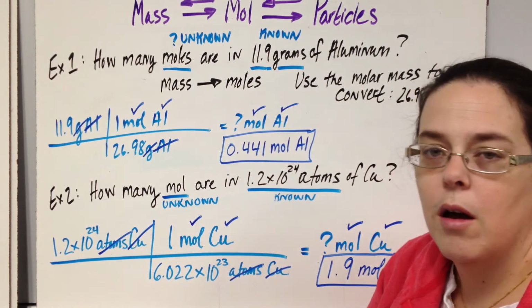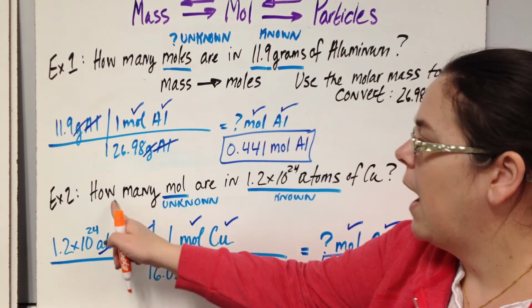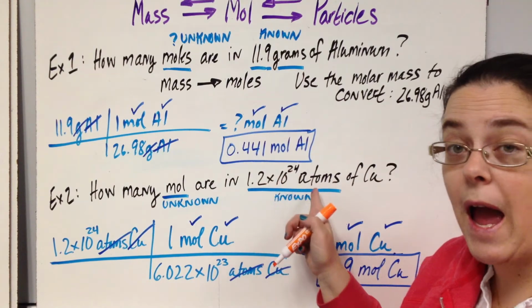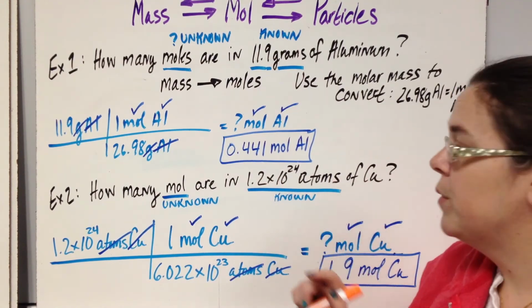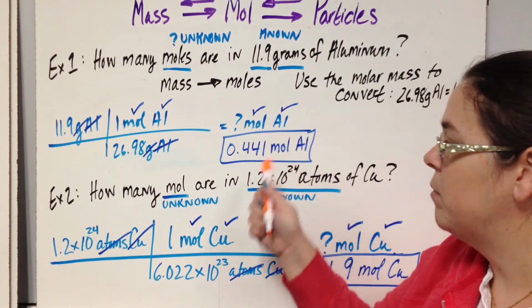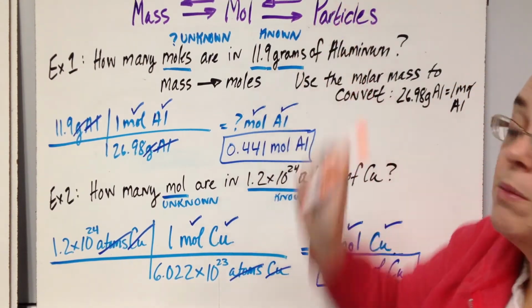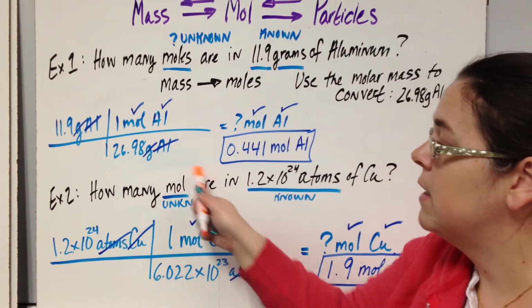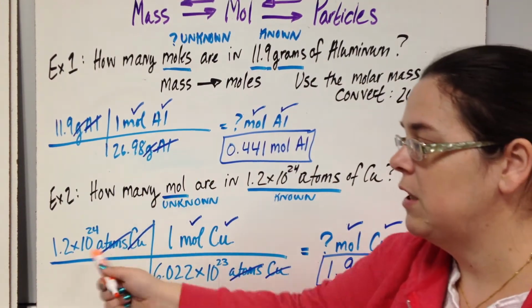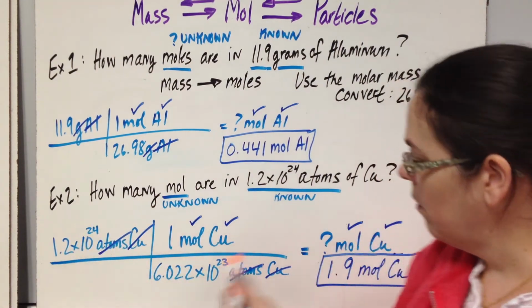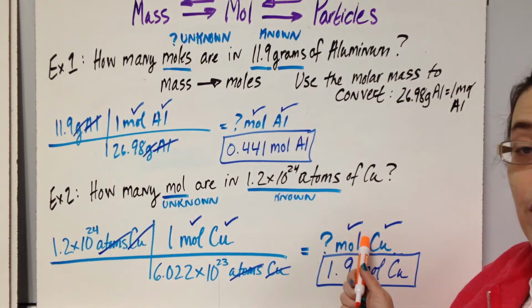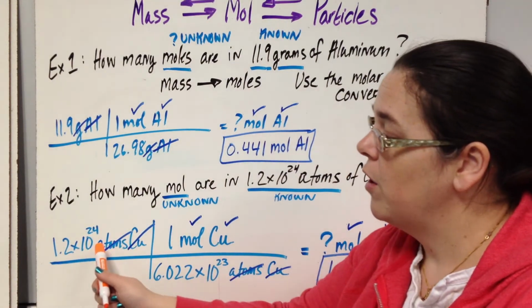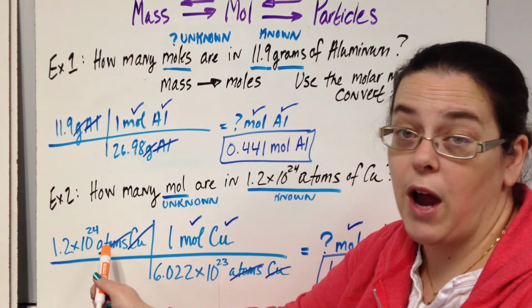So, example number 2. How many moles are in 1.2 times 10 to the 24 atoms of copper? So our known is atoms of copper, right here with particles, because particles can be either atoms or molecules. And our unknown is moles. So we're going to set up our t-chart with our known. And then over here, we're going to put where we're going, or our unknown, moles of copper. So we have 1.2 times 10 to the 24 atoms of copper.